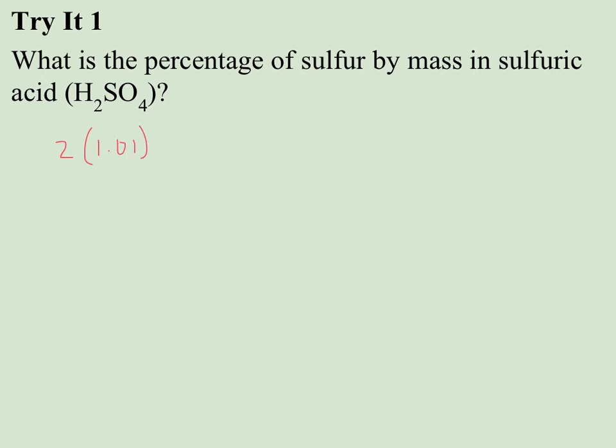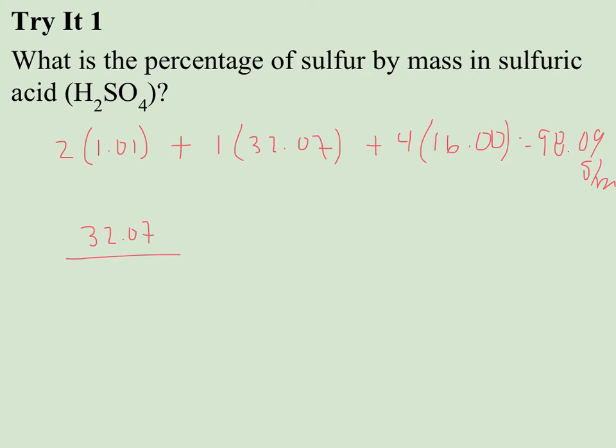I've got 2 hydrogen at 1.01. I have 1 sulfur at 32.066 or 32.07. And I have 4 oxygen at 16. So my whole, 2 times 1.01 plus the 32.07 plus the 4 times 16 is 98.09 grams per mole. So the percent of sulfur is 32.07 grams out of the total of 98.09 grams times 100%.